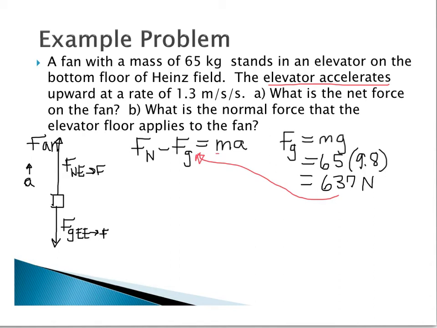I'm going to take that information and use it in my net force equation. I also know the mass and the acceleration from the problem. Therefore, I can find the normal force. So force normal minus 637 newtons is equal to the mass of the fan, which is 65, times the acceleration of the fan, which is 1.3 meters per second each second.